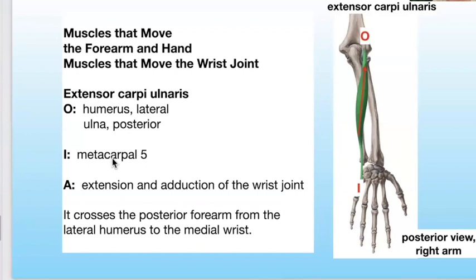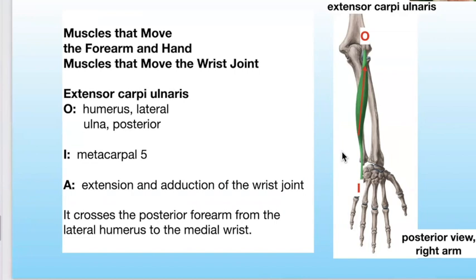The insertion is on metacarpal 5. The action is extension and adduction of the wrist joint. This muscle crosses the posterior forearm from the lateral humerus to the medial wrist. This is a posterior view of the right arm, and you can imagine that contraction of this muscle causes adduction of the wrist joint, drawing the pinky closer to the midline of the body.